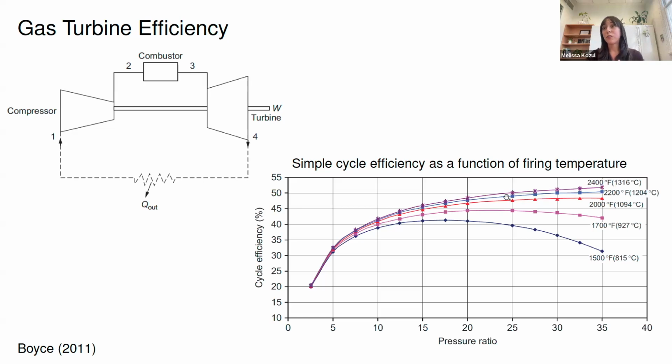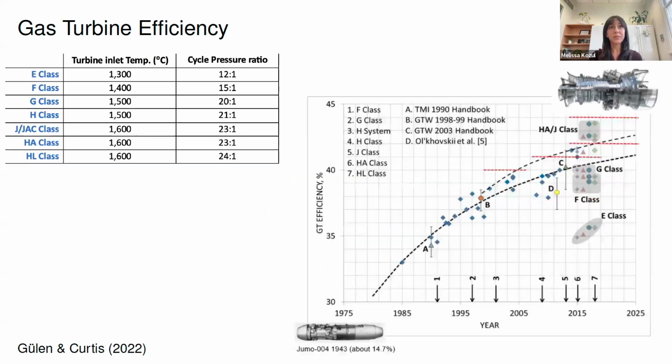So we see that generally speaking, for higher firing temperatures and higher pressure ratios, we have an increased cycle efficiency in the gas turbine. And in fact, this is exactly what we've seen over the last decades in gas turbine development. From the 70s, we've gone from about a 30% cycle efficiency up to best in class, which is around 42% thermal efficiency now.